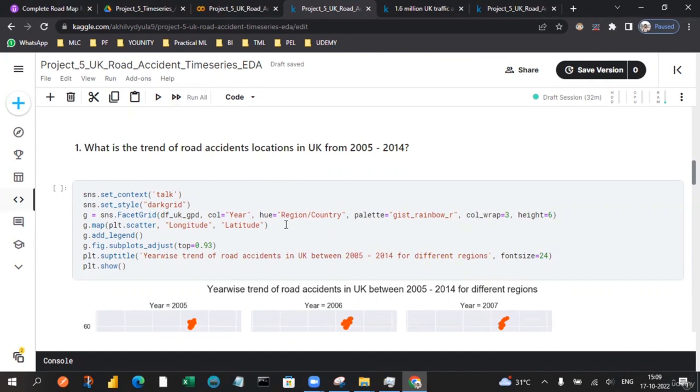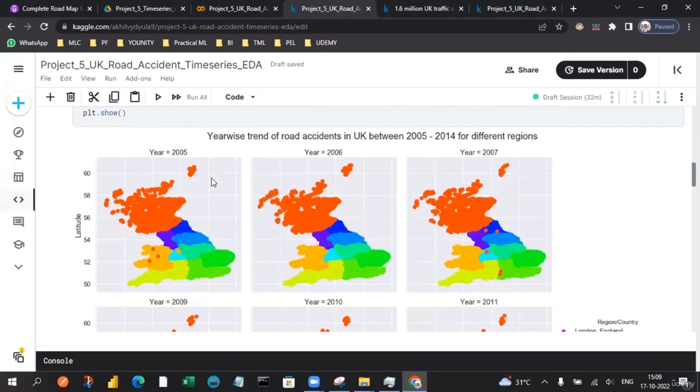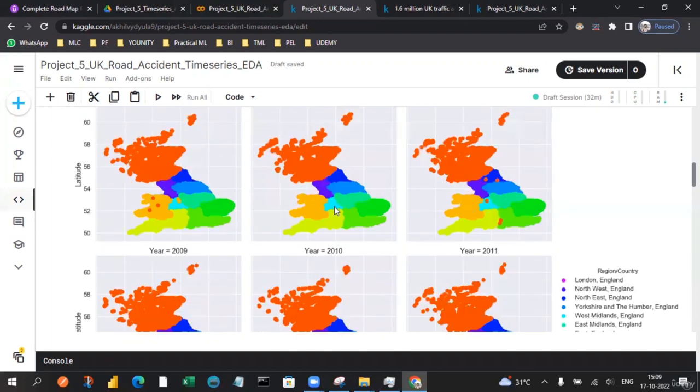I'm just using the FacetGrid to draw this kind of plot, using the year as the feature, and I'm also using the region and country as the hue. I'm using the UK geometric data frame. So here is the trend of road accidents from 2005 to 2014, with a different plotting nature corresponding to the latitude and also the longitude. Depending on the coloring, we are going to see which country or which region it is.